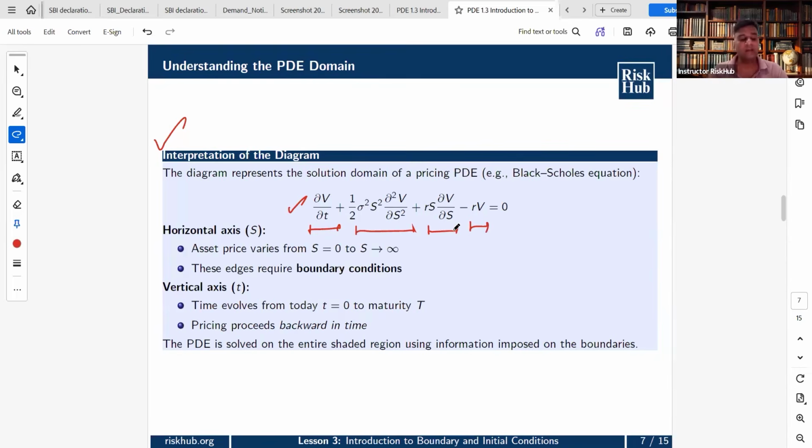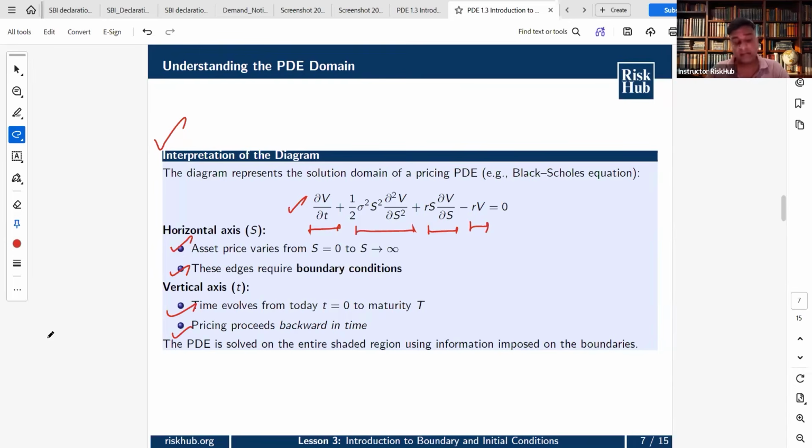Why do your boundaries matter here? Because the PDE tells us how V behaves inside the domain, but it does not tell us what happens at the edges. So we need S equal to 0 and S tends to infinity. At S equal to 0, the stock cannot go below 0. As S tends to infinity, we need limiting option behavior. At t equal to T, the contract payoff becomes known. And at t equal to 0, today's price is obtained.